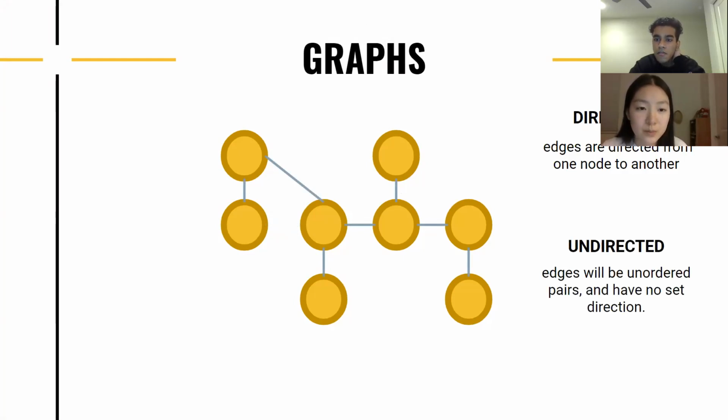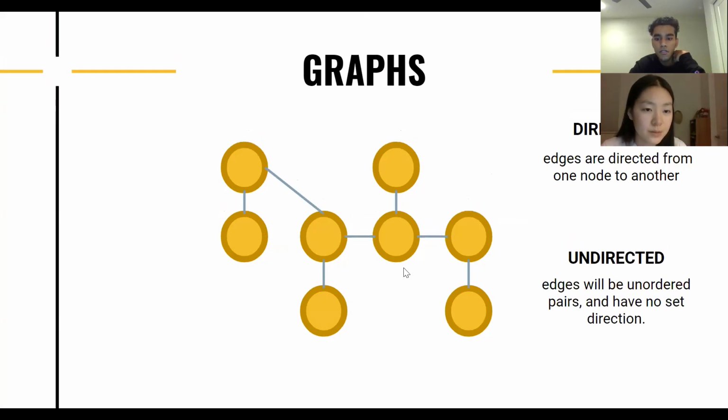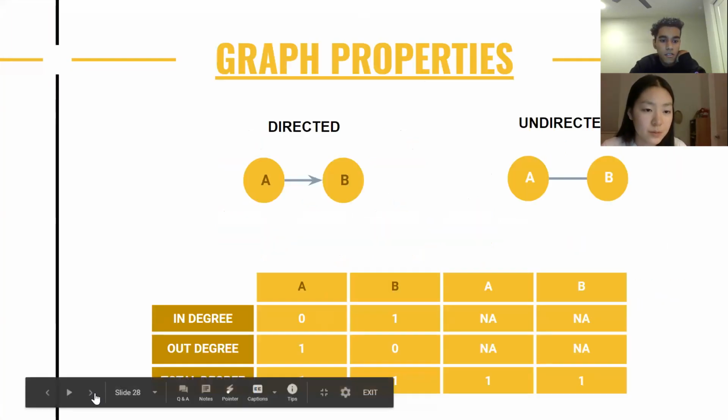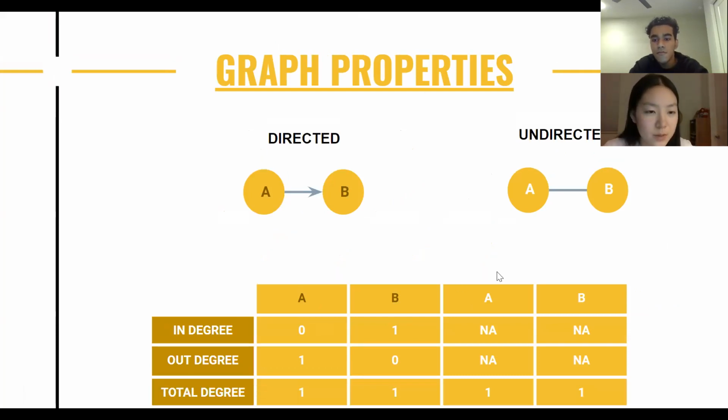Moving on to graph properties. In a directed graph, we see a node pointing from A to B. So in this case, A would be the predecessor and B would be the successor.